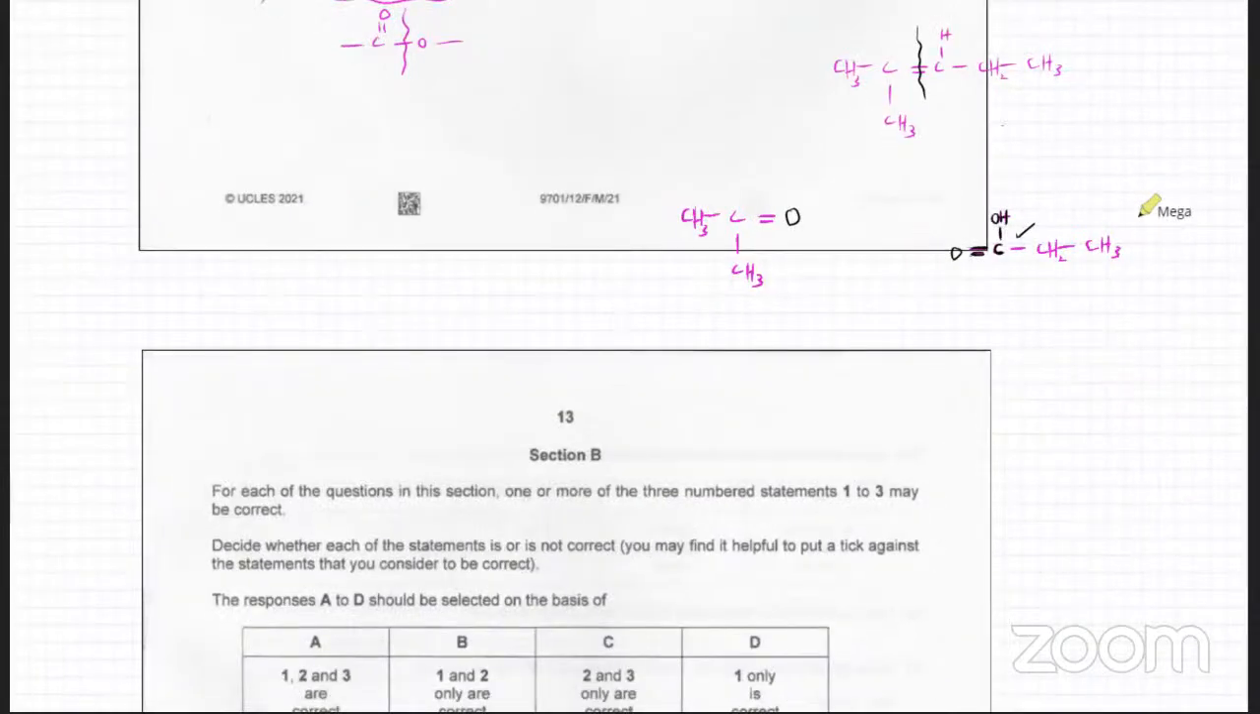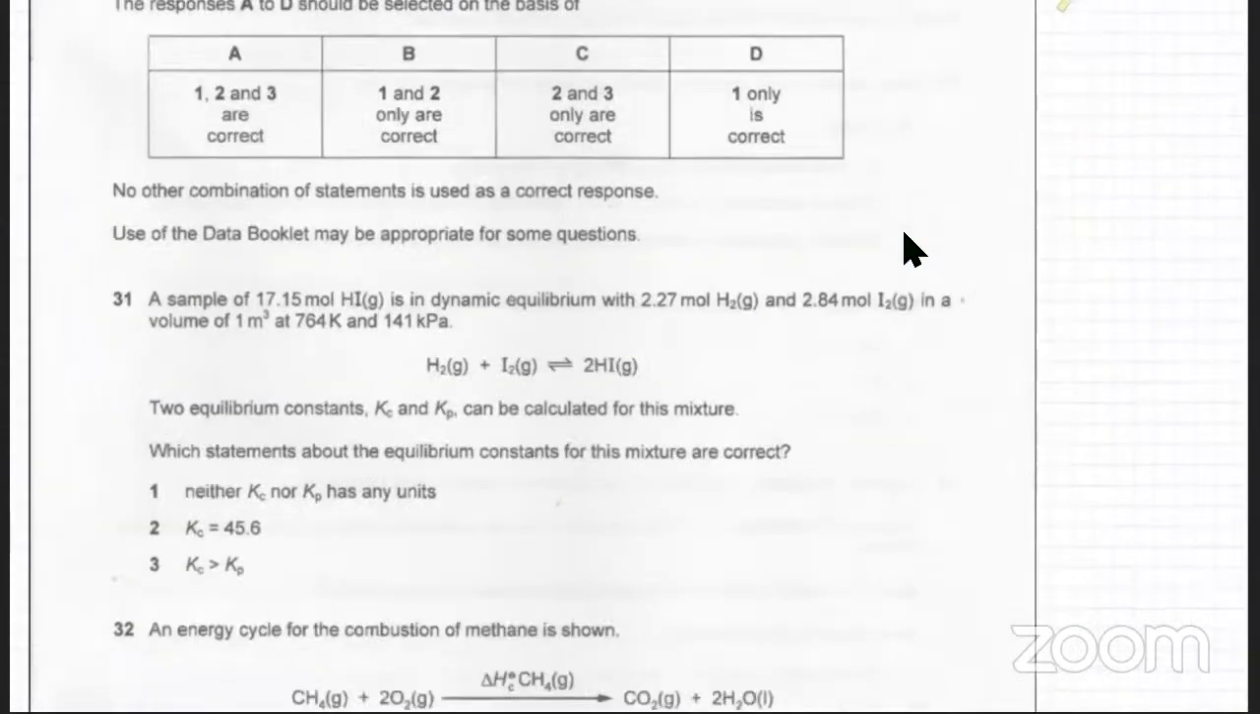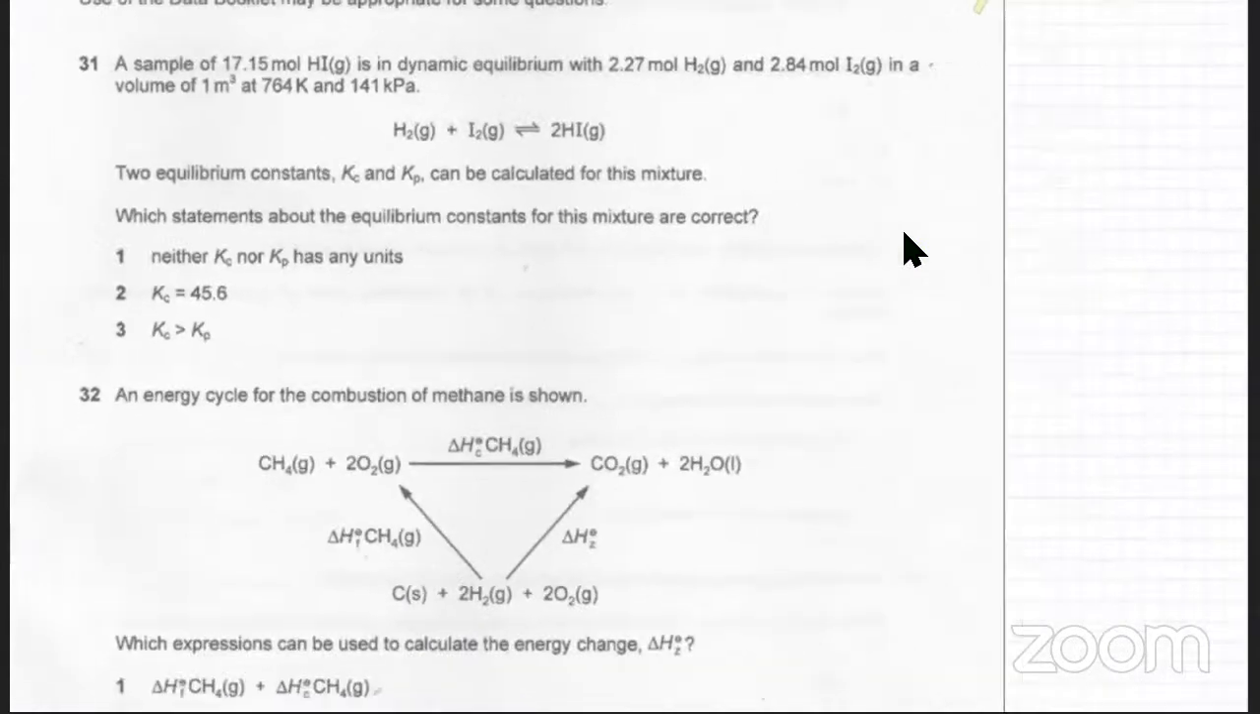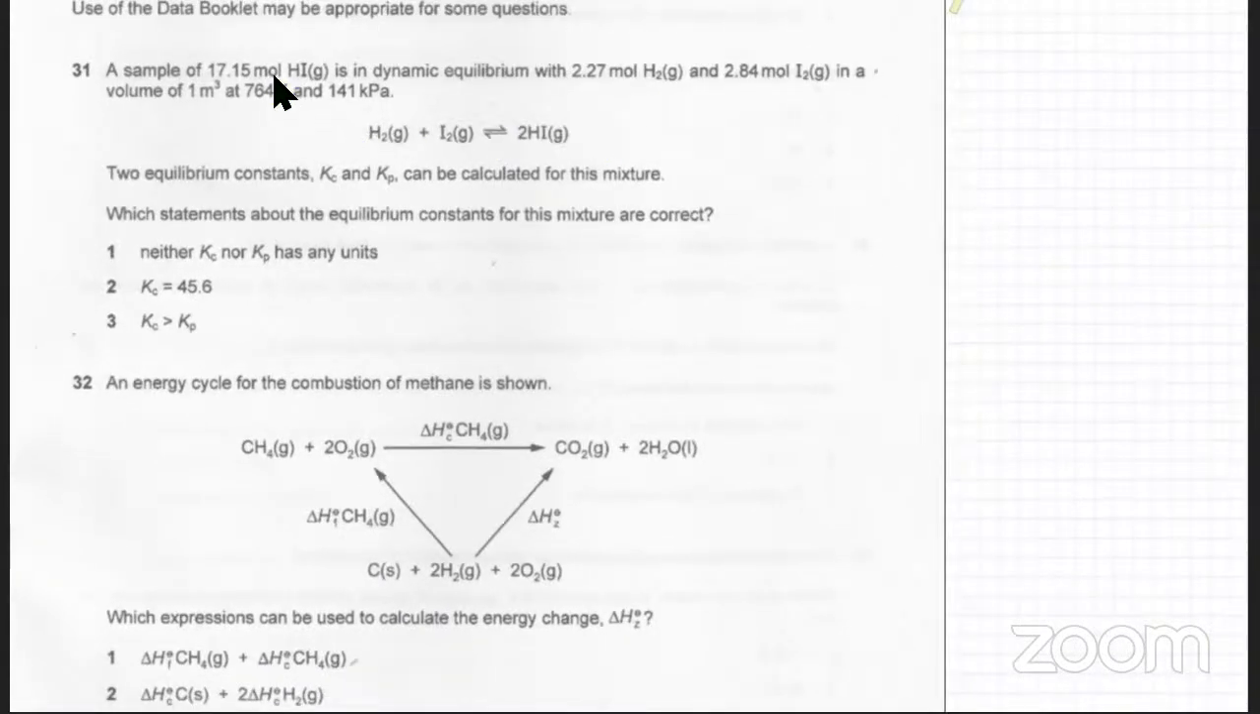Now coming back to the next section, this is about Kc. You've got a sample containing 17.15 moles of HI, in a dynamic equilibrium with 2.27 moles of H2 and this many moles of I2 in a volume of 1 dm cube and 141. Two equilibrium constants, Kc and Kp, can be calculated for this mixture. Which statements about the equilibrium constants for this mixture are correct? Now, most of the values are already given for this question. You're given the equilibrium moles.